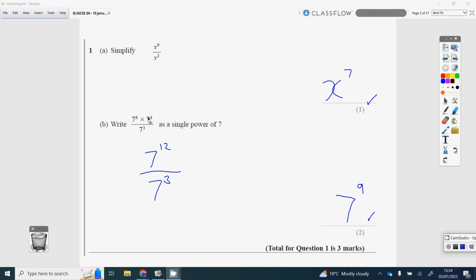And part B, start off with the numerator. When we're multiplying, we add the powers. 8 add 4 is 12. Then we're dividing 7 to the power of 12 divided by 7 to the power of 3. When we're dividing, we subtract the powers. 12 take away 3 is 9. So that's 7 to the power of 9.